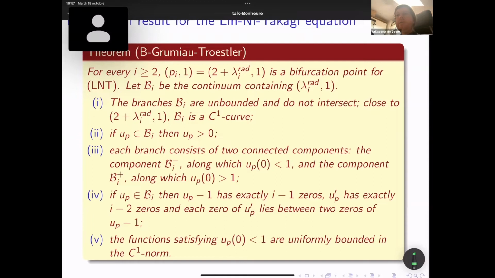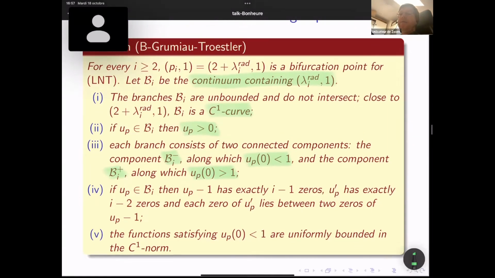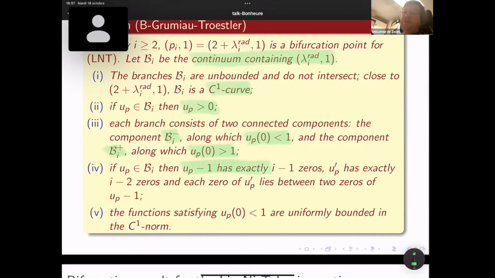Crandall-Rabinowitz theory. And since you are in the radial setting, you can show the existence of a continuum containing the bifurcation points. You can prove that close to the bifurcation points, you have C1 curves. You can prove that the solution remains positive along the branch. And in fact, you have two kinds of components on those branches. One that I will call B_i minus, where the solution has a value less than 1 at 0, and B_i plus, where the value is bigger than 1 at 0. And then you can count the number of zeros.